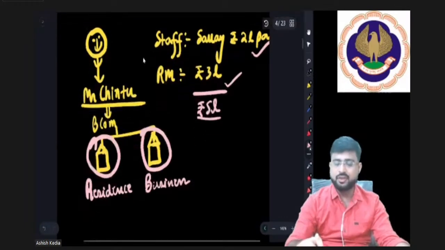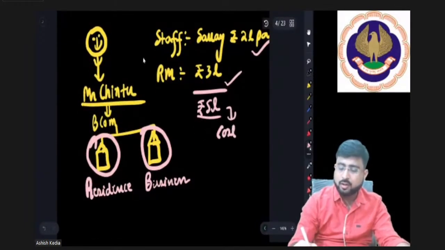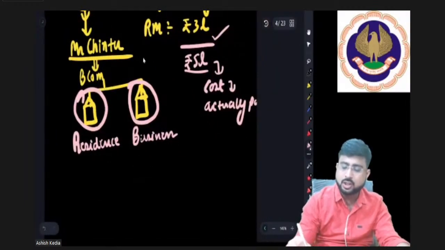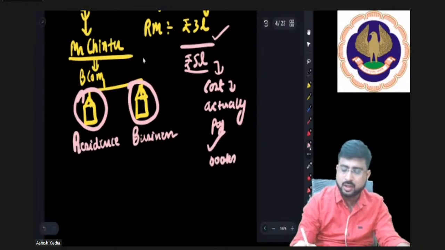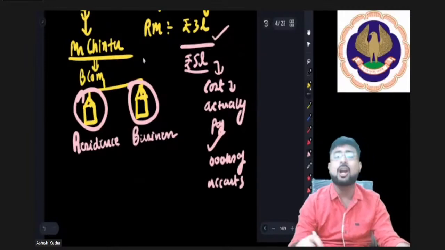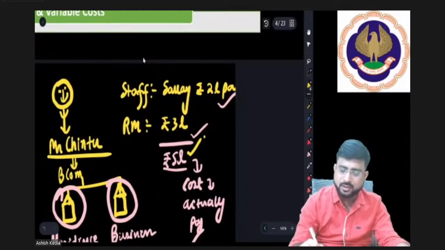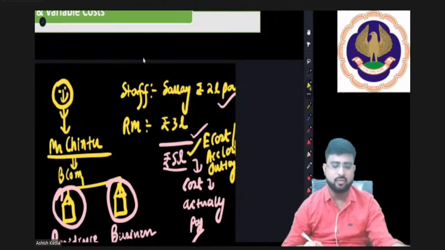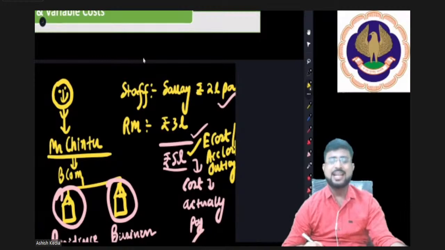Exactly. My dear friends, the cost which you actually have to pay, and which is recorded in the books of accounts, that's explicit cost or accounting cost. So this 5 lakh rupees is the explicit cost, also known as accounting cost, also known as outlay cost. Outlay because it results in actual outflow of cash. Cash is actually going out of Mr. Chintu's business. That's explicit cost.